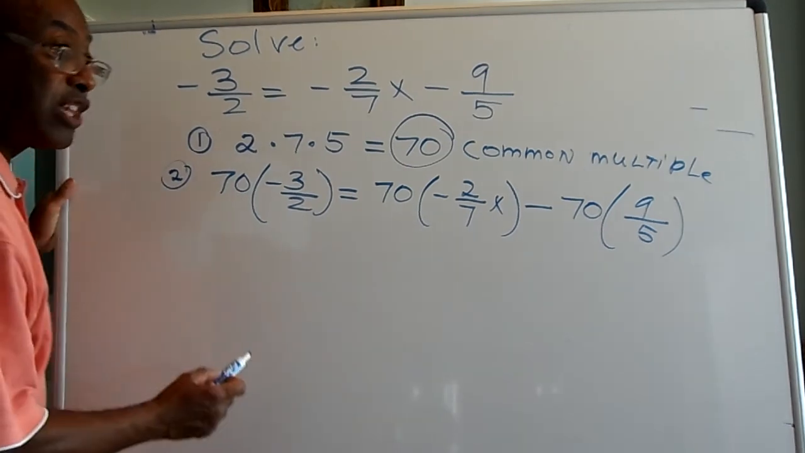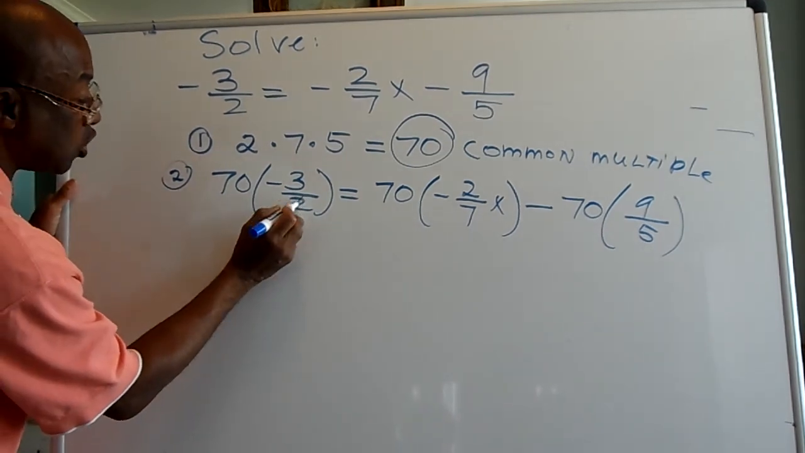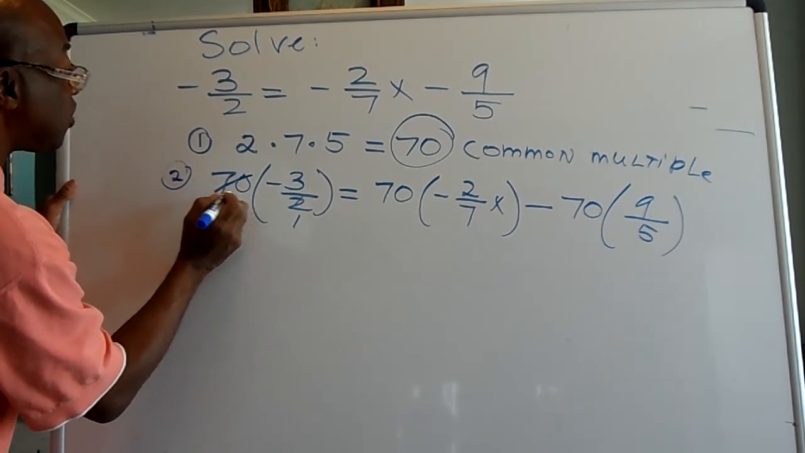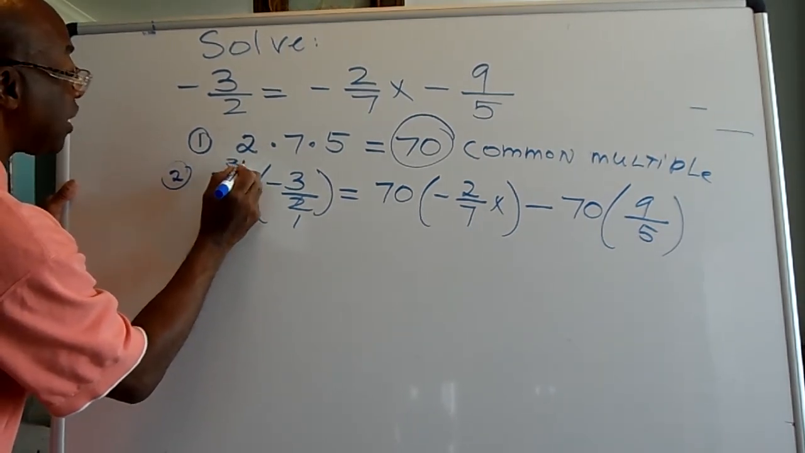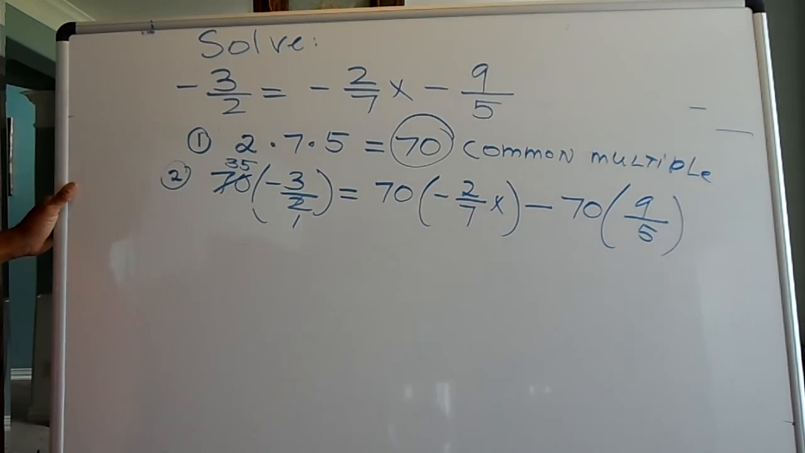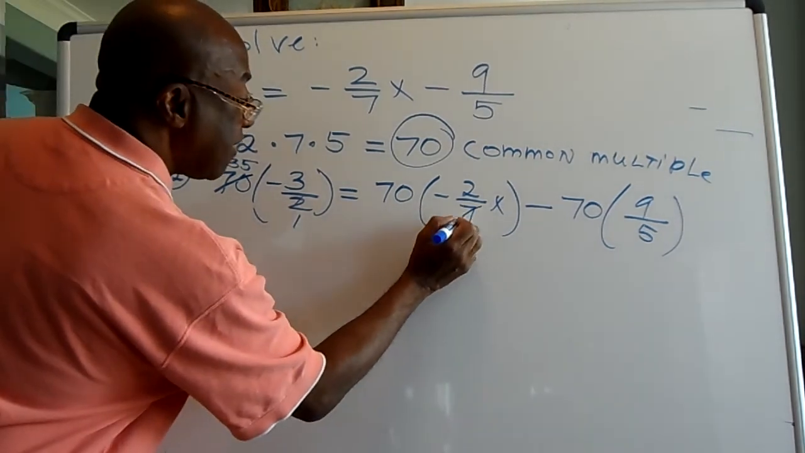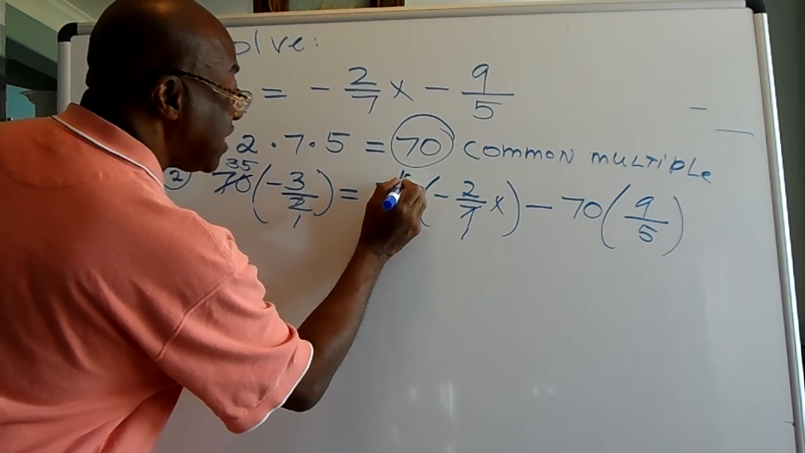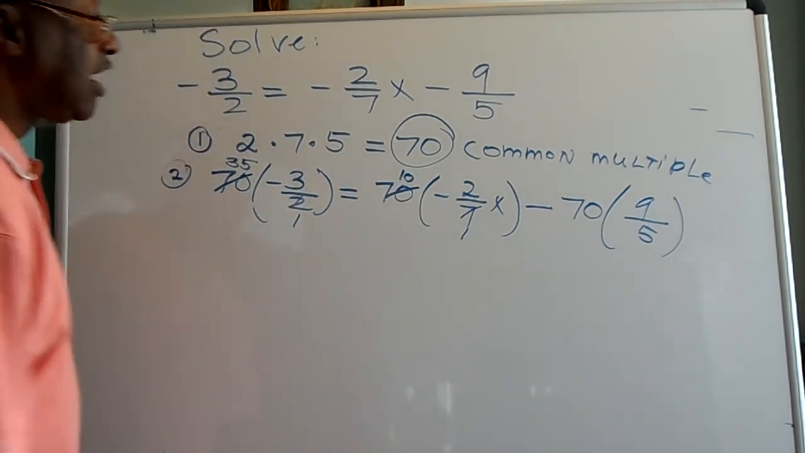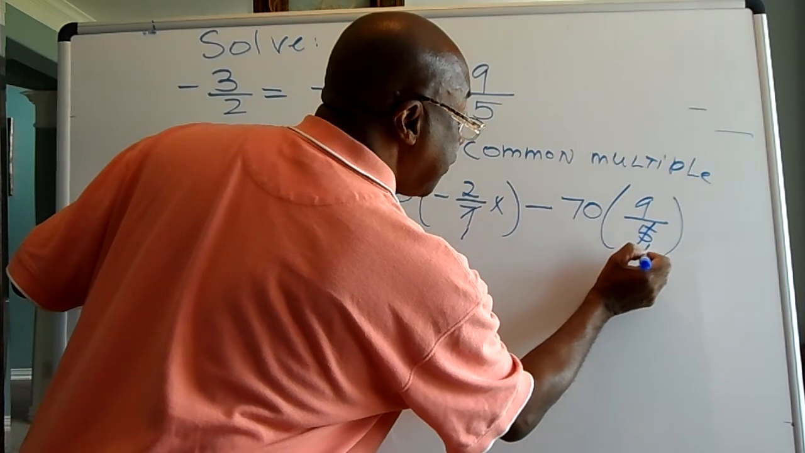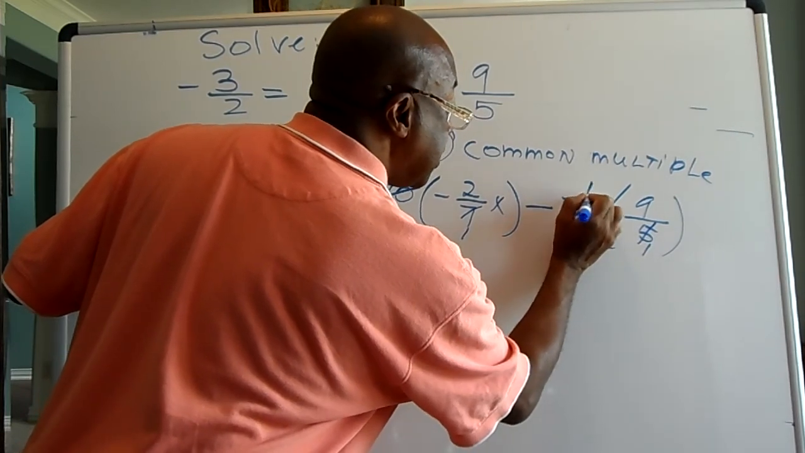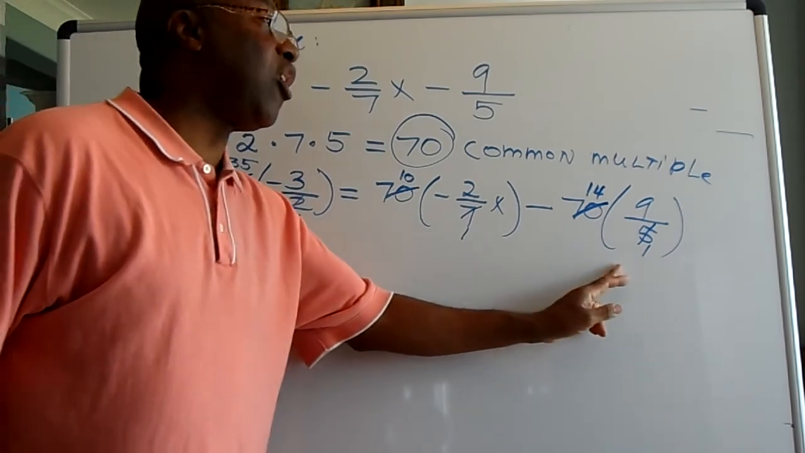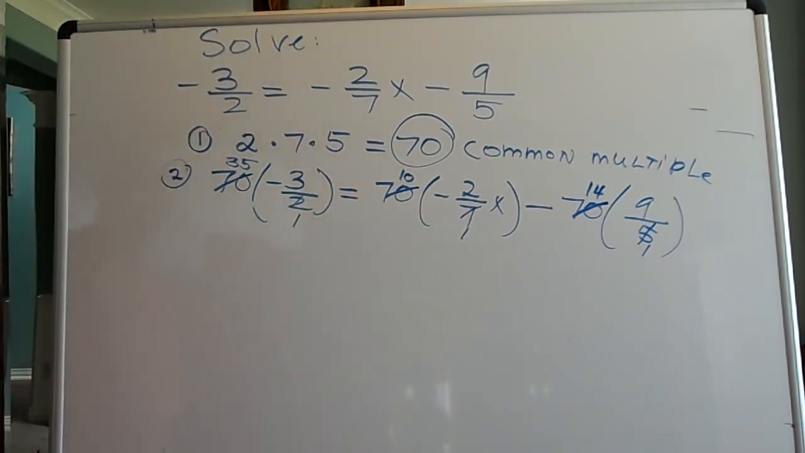We wanted to eliminate the fractions, so we say 2 goes into 2 one time. 2 goes into 70 what? 35 times. How about this one? 7 goes into 7 one time. 7 goes into 70 what? 10 times. How about this one? 5 goes into 5 one time. 5 goes into 70, I believe it's what? 14 times. No more fractions because they're all over what? 1.